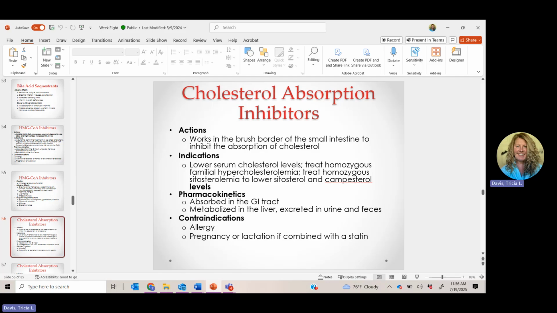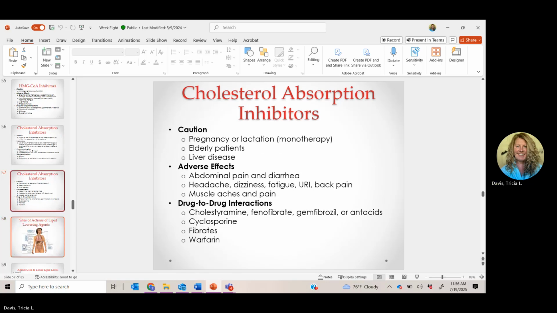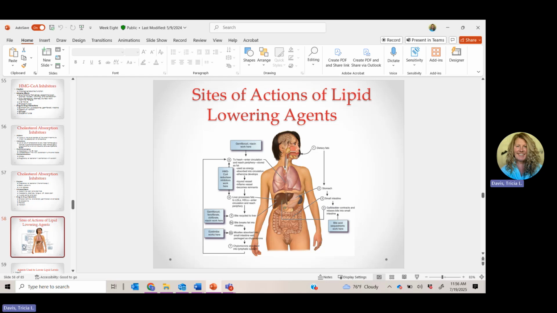We have our cholesterol absorption inhibitors. These work in the small intestine to inhibit the absorption of cholesterol. Okay. Do not take if you've had any reaction to these medicines. And if you're pregnant, you cannot combine these with another statin. They can only be taken by themselves. Adverse effects: muscle aches and pains, abdominal pain, headache, dizziness, fatigue. This is the site of action where these medications work.